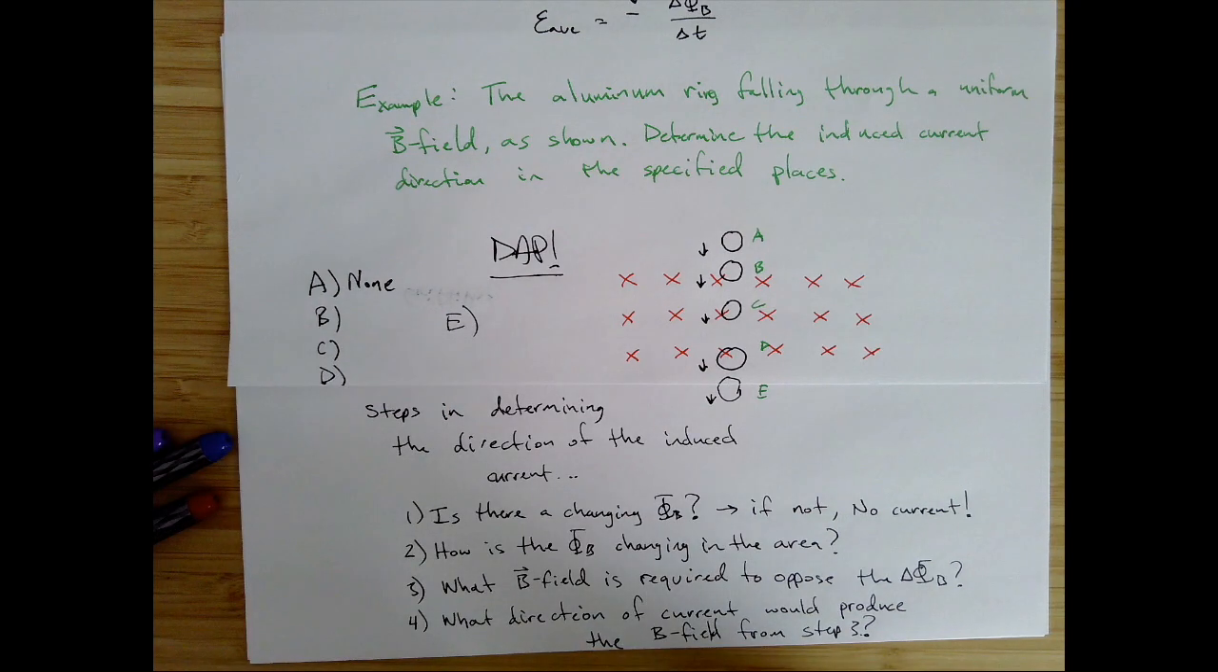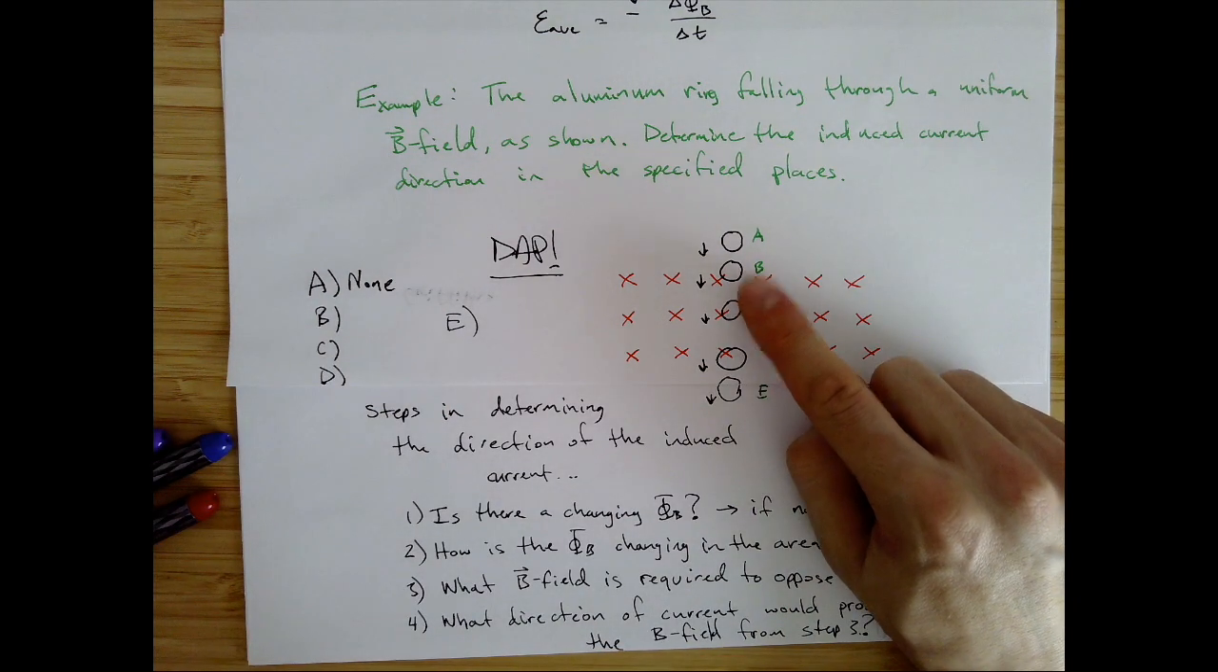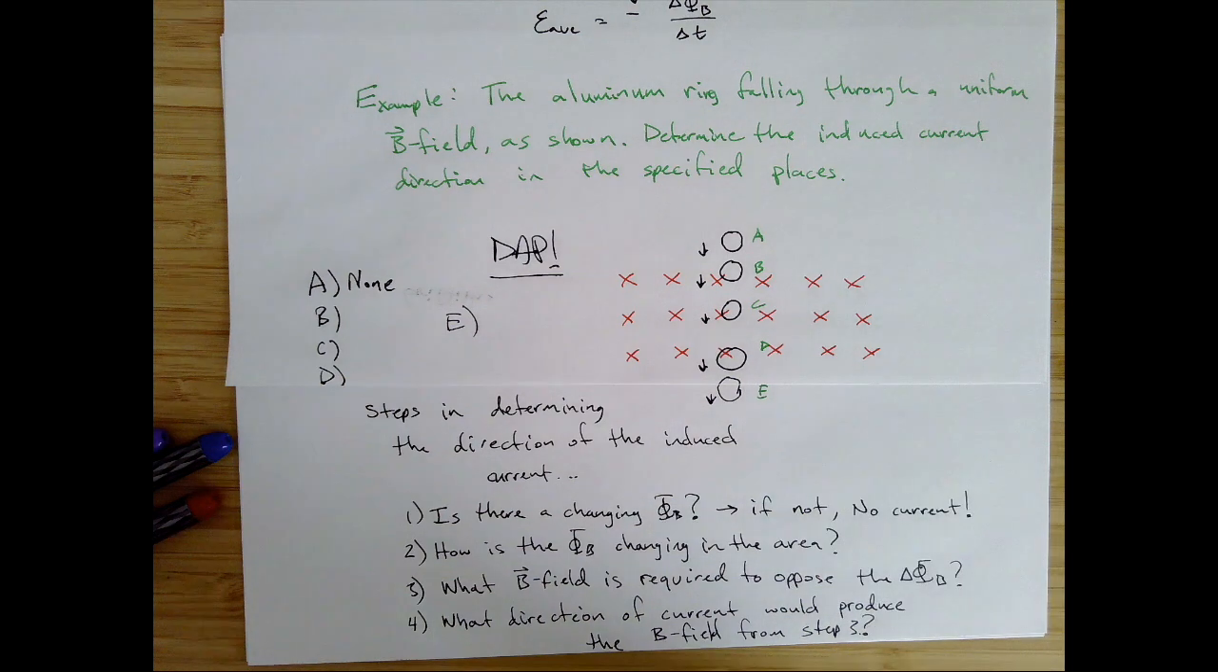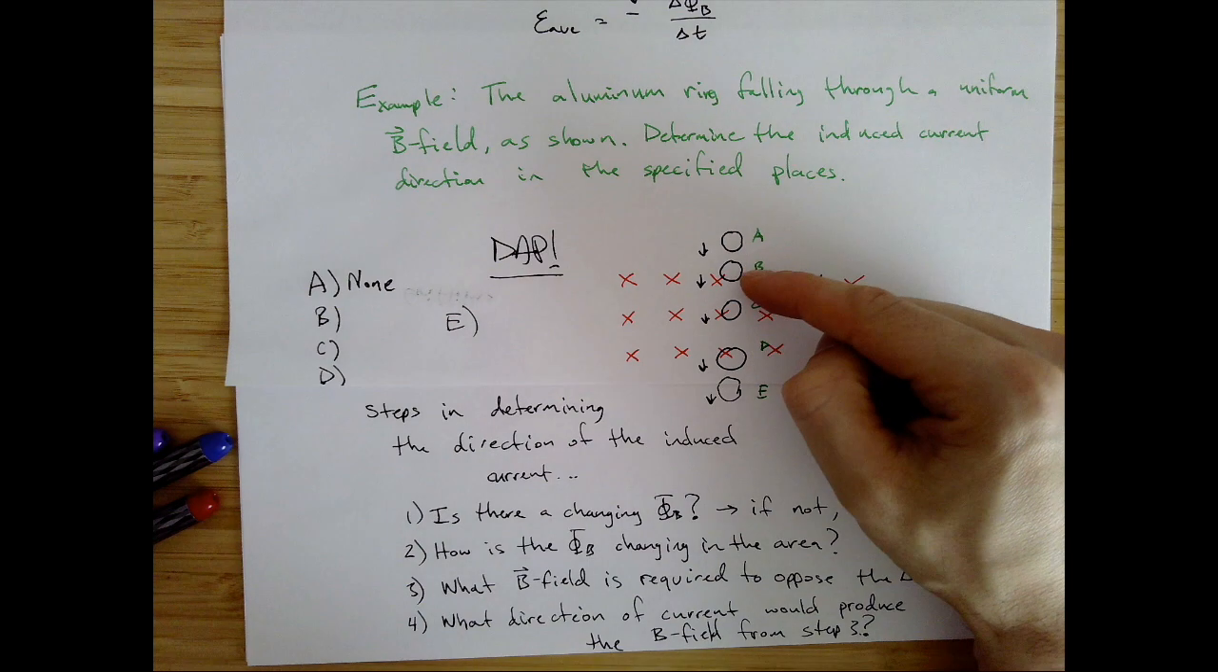If we look at B, B is actually starting to enter the B field. So our first question: is there a changing magnetic flux? Well, the answer is yes, there is. Now you have to decide how that magnetic flux is changing. Well, as it falls, would there be more X's in the area or less?